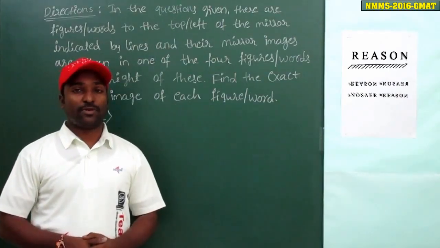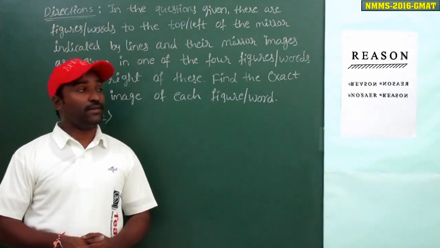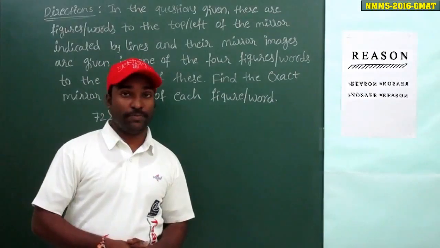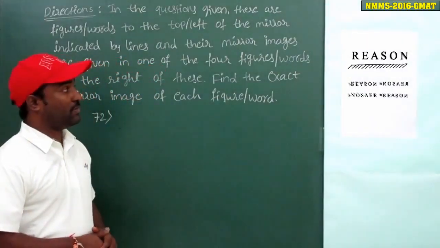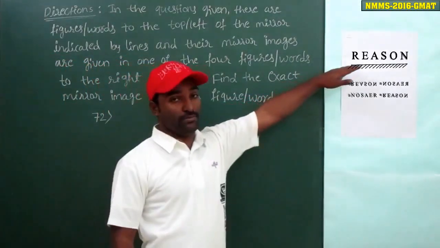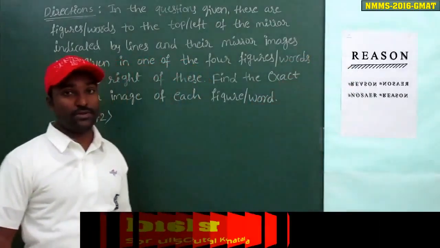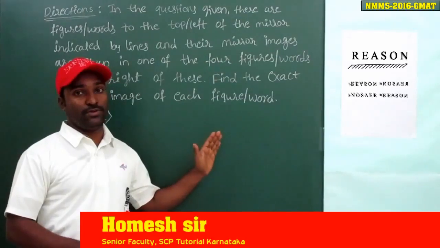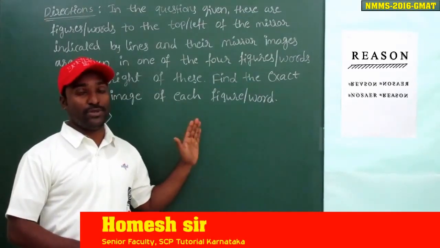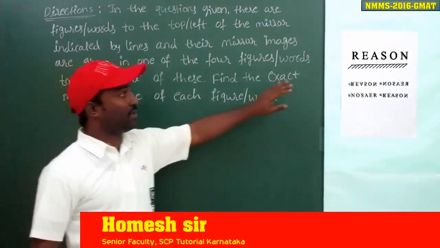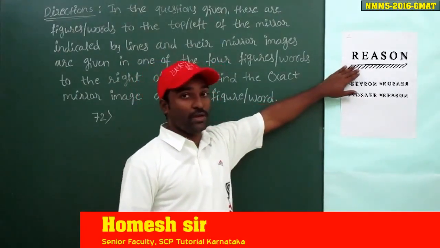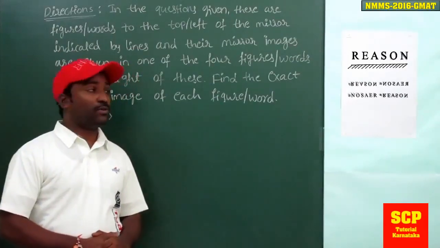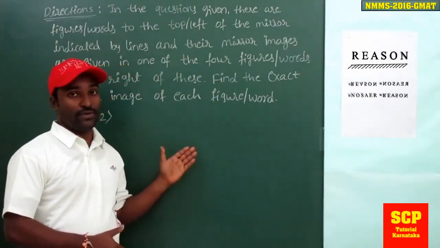Friends, here is the last problem based on the same direction. That is, we have to find the mirror image for this given word. And in this example, the mirror is placed at the bottom. In the previous examples, what we have seen, the mirror is placed to the left side of the given object or given figure. But here, if you see, the mirror is placed at the bottom. So the technique that we have used for the previous problem is not going to work for this problem.